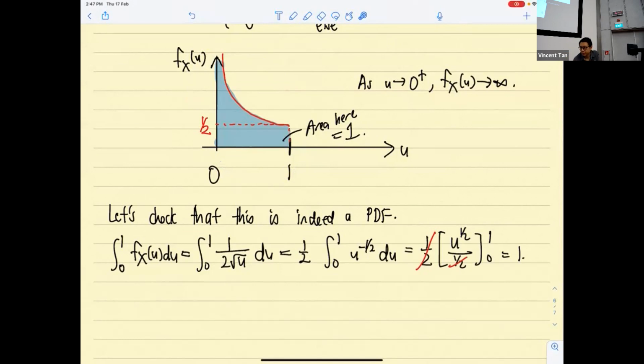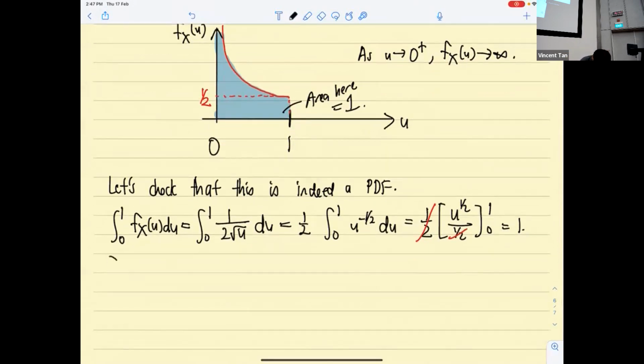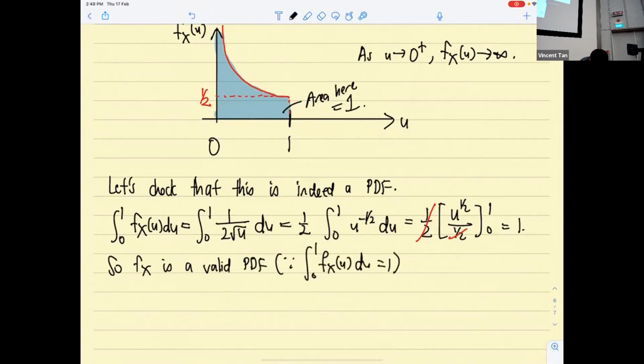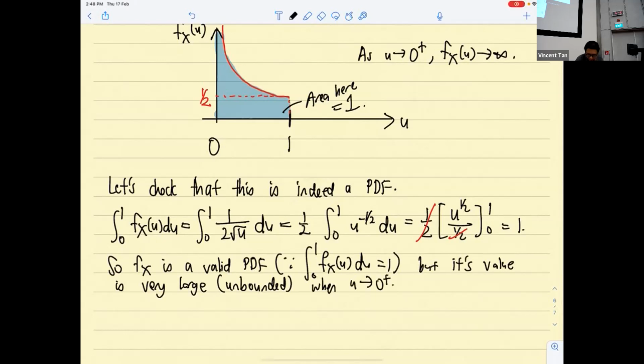All right. Before that, I just want to make a final comment. f of x is a valid PDF because the integral equals 1, but its value is very large. By very large, there's actually a technical term for this in math. It's called unbounded. But never mind. When u goes to 0 plus, that means u approaches 0 from the right hand side. There's nothing to approach from the left hand side, so there's nothing to talk about.